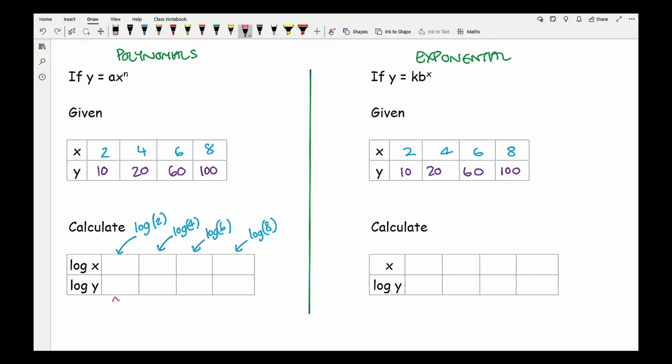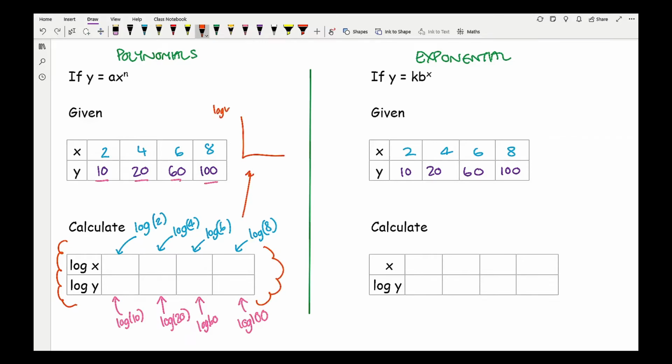Now for the respective y ordinates, this would be log of 10. This would be log of 20. And again, where I'm getting these values are just from these numbers here. And this third value would be log of 60. And this value here would be the log of 100. And from this table, I would then go on to plot log y against log x on their axes respectively. And hopefully that would produce some form of straight line.